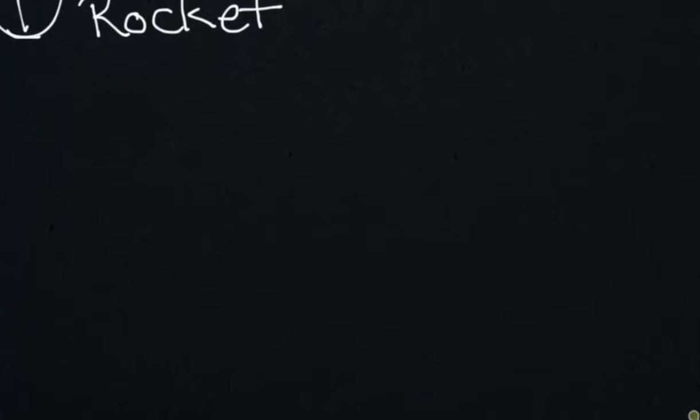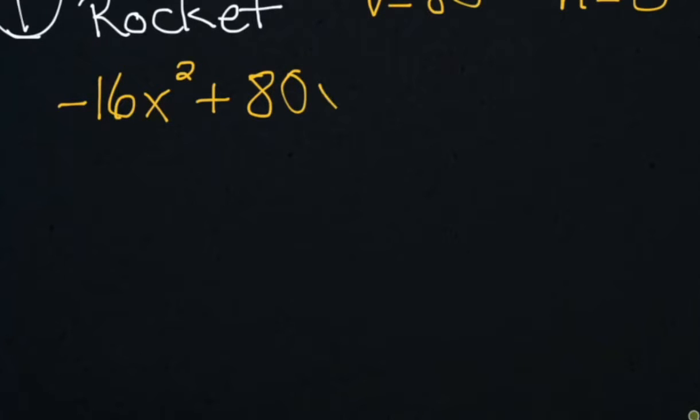Number 1, we have a toy rocket that's fired straight up from the ground level with an initial velocity of 80 feet. So my velocity is 80 and ground level is 0. So we want to know during which time interval it will be at least 64 feet above the ground. First, write the equation. Negative 16 x squared plus velocity, which is 80 x, you could put plus 0. At least. What does at least mean? That means it has to be greater than or equal to 64 feet.